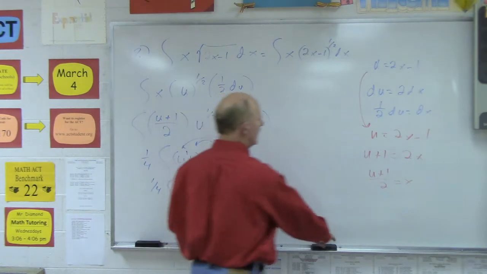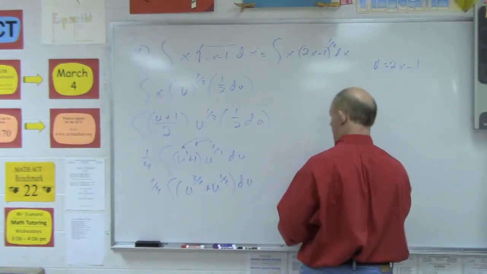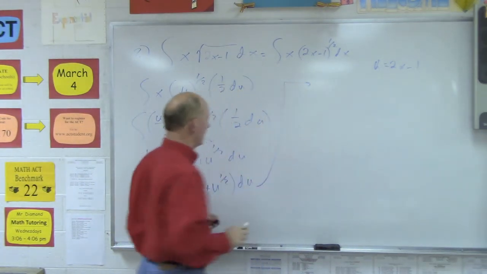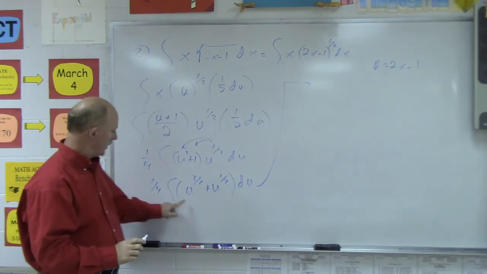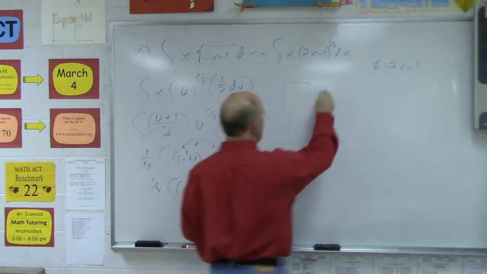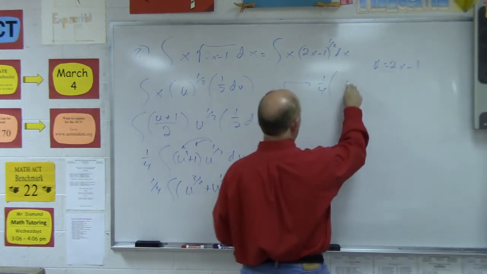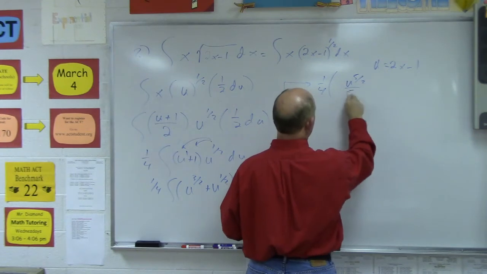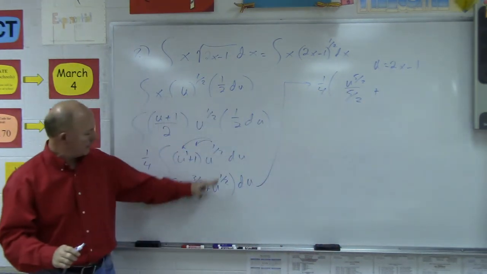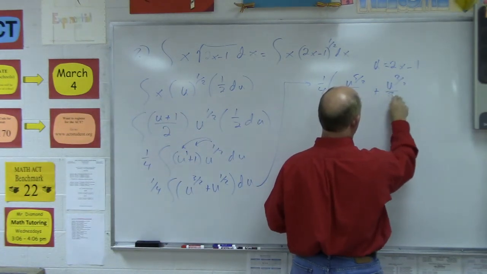I want to erase a little bit here. All right, so let's bring this answer up here now, and let's go ahead and find our antiderivative. The antiderivative of u to the 3/2 power becomes 1/4 times u to the 5/2 divided by 5/2, plus the antiderivative of u to the 1/2 power, which becomes u to the 3/2 power divided by 3/2.